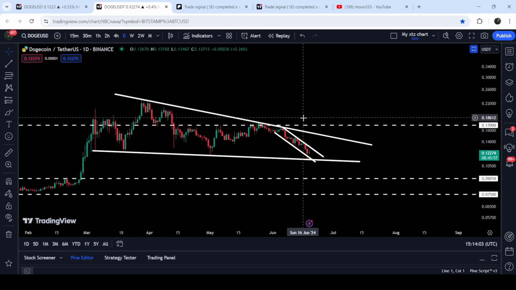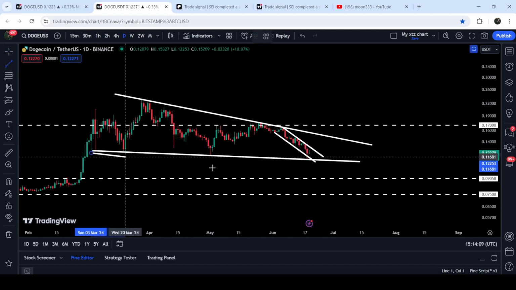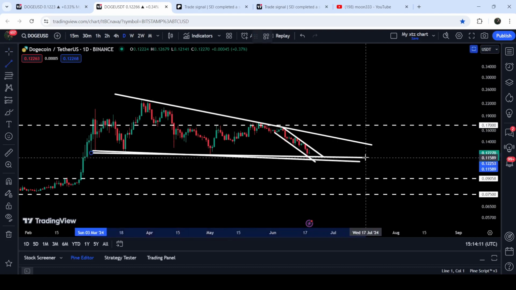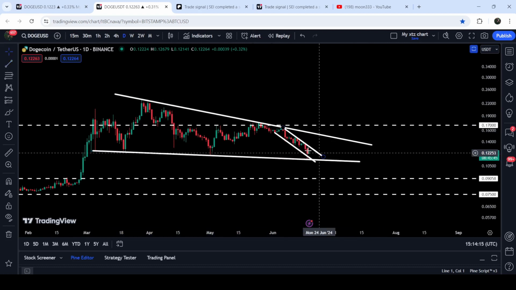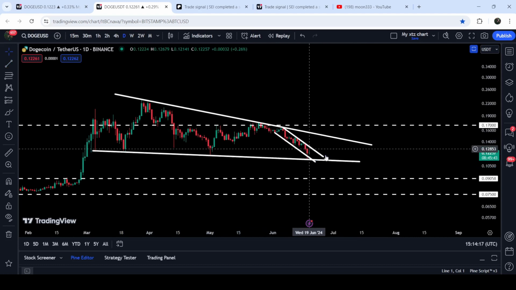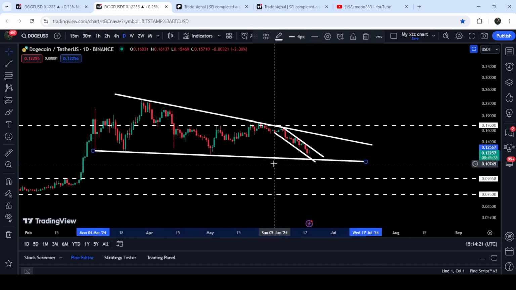In fact, not a newly formed one. Previously, we were following this pattern as a descending triangle. In fact, it can still be followed as a descending triangle because we still have this support, but you can see that slightly we have another spike to the downside here. Therefore, now I'm changing this support like this, and we have several touch points here.